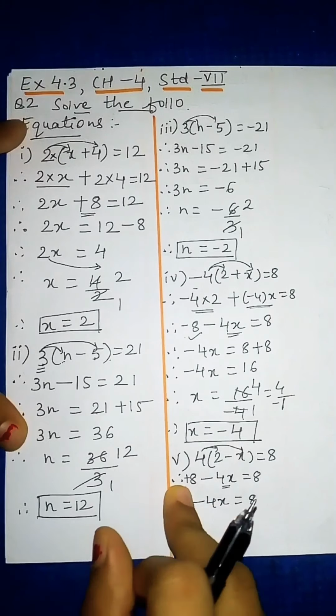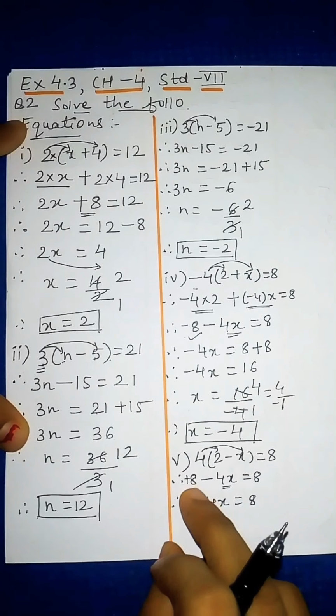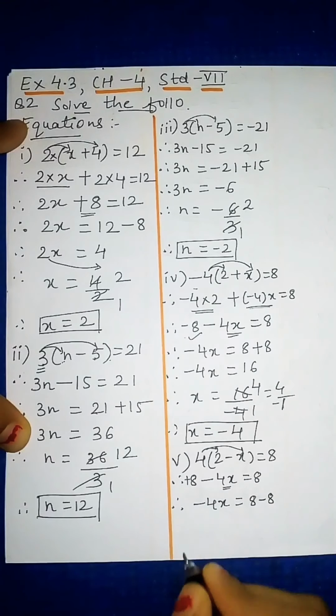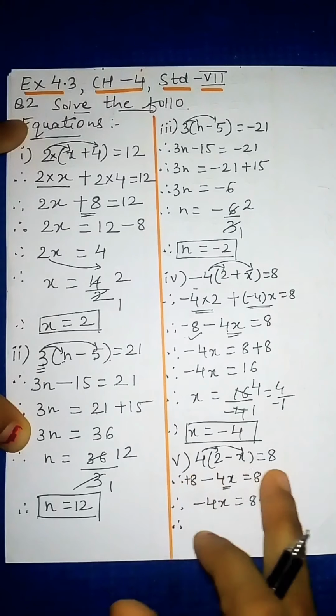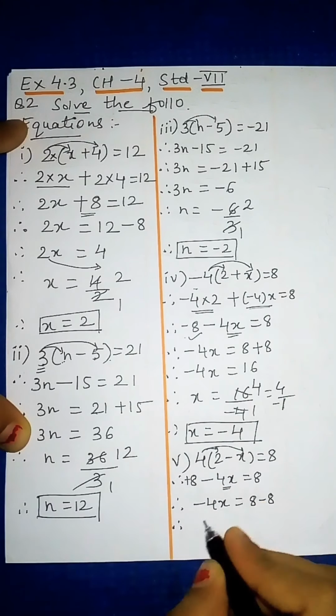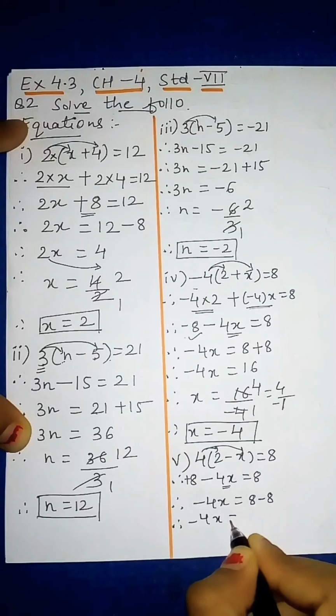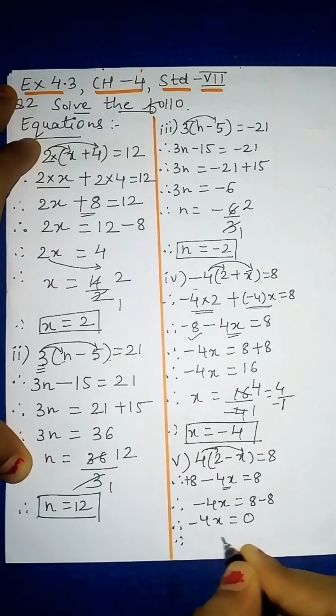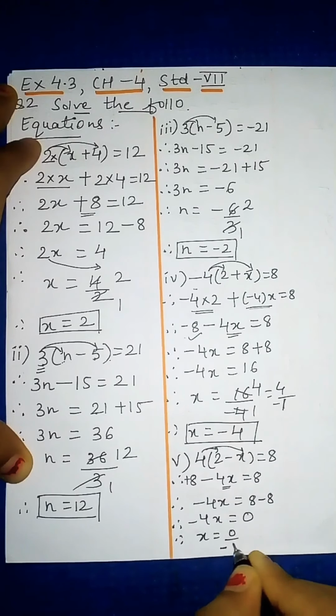8 के आगे कोई साइन नहीं दी है, मतलब ये positive 8 है. तो इसको जब वहां ले जाएंगे, so it will become negative 8. Okay, hope you understood. So this 8 we are taking that side to RHS, and minus 4x we are keeping there only. So it will be minus 4x equal to 8 minus 8 will give you 0. So now this minus 4 we will take it in the denominator. So 0 upon minus 4.